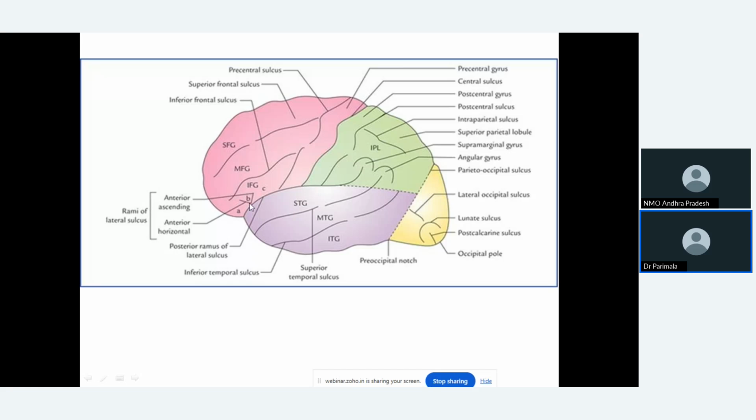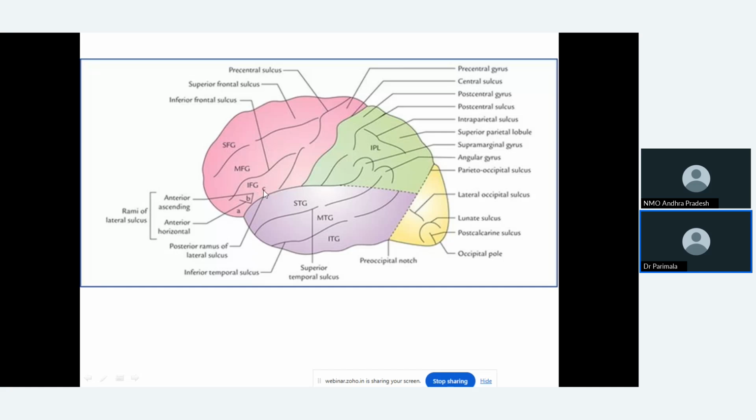Because of this anterior and ascending rami of the lateral sulcus, the inferior frontal gyrus is divided into three parts. A, pars orbitalis, close to the orbits. B, shape gives the name, pars triangularis. And C is called pars opercularis because operculum means lid. What is it covering? It is covering the insular lobe. Hence it is called pars opercularis.